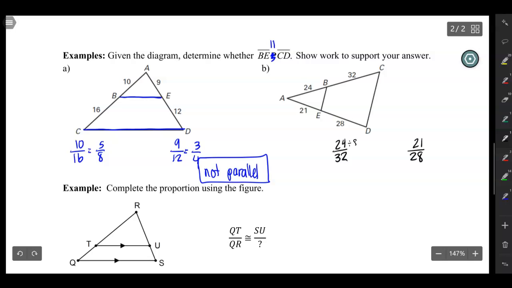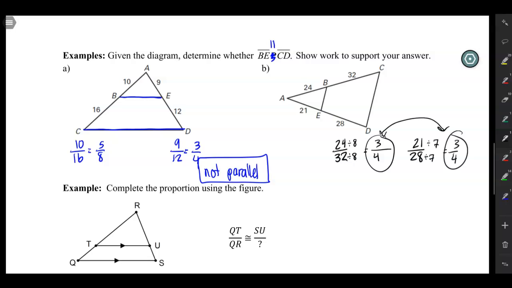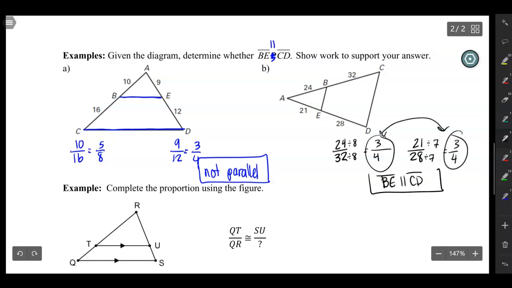So if I divide 24 over 32, divide the top and the bottom by 8, I'm going to get 3/4. If I divide the top and the bottom of this other fraction by 7, I am also going to get 3/4. So since these two fractions are the same, it means that those two side lengths are proportional, which means that BE is parallel to CD.